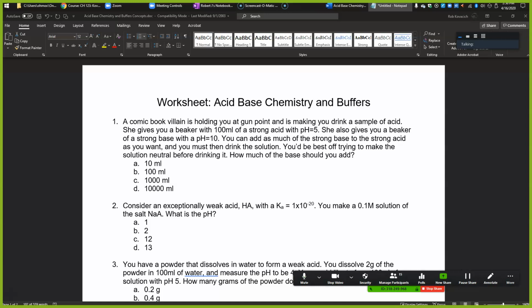If a buffer solution, how many milliliters of base is there? That's what it's asking you. That's the question.